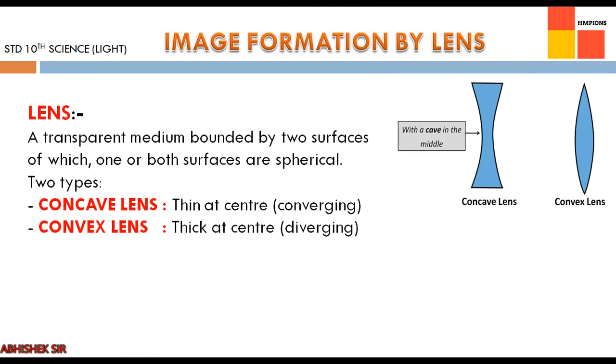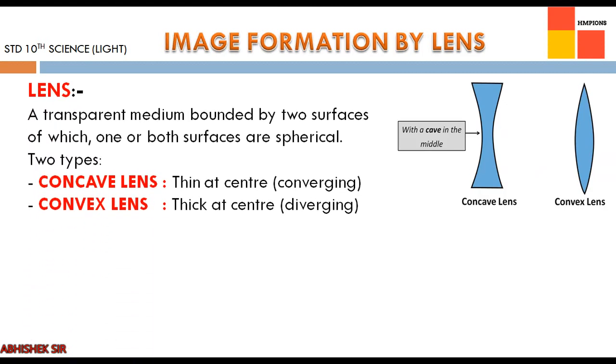So what is a lens? A transparent medium bounded by two surfaces, of which one or both surfaces are spherical. Based on that, we divide lenses into two types, that is concave lens and convex lens. See from the figure, if it is thin at the center, if there is a cave in the middle, it is called a concave lens.